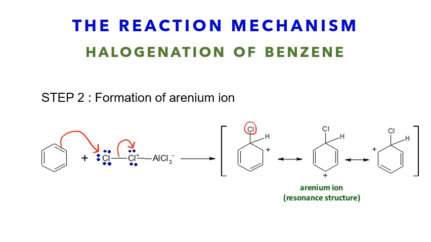But this process has disturbed the pi system in the benzene ring, which makes the benzene ring having one positive charge to one of the carbon in the benzene. So this structure is known as arenium ion. So the arenium ion shows that the electrons in the pi system of the benzene ring, we know that it's able to delocalize to make it more stable.